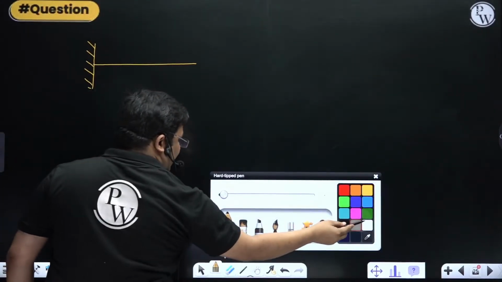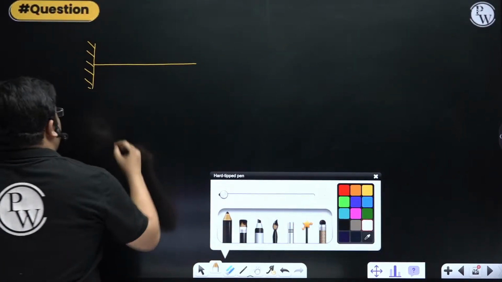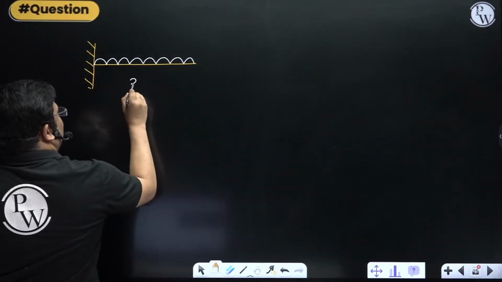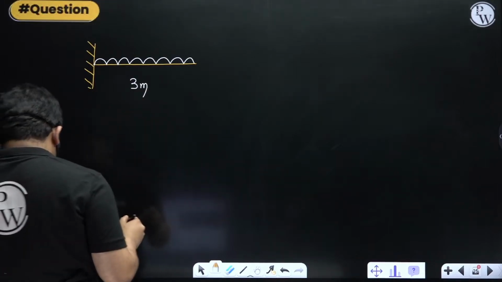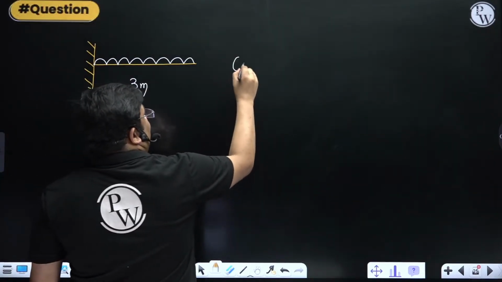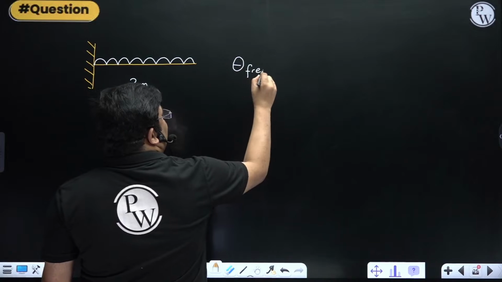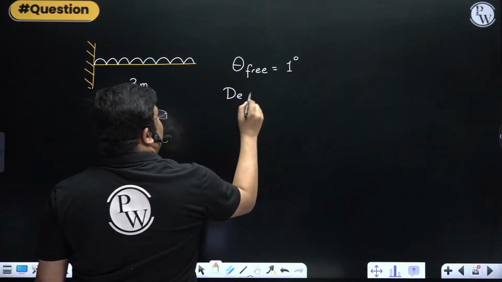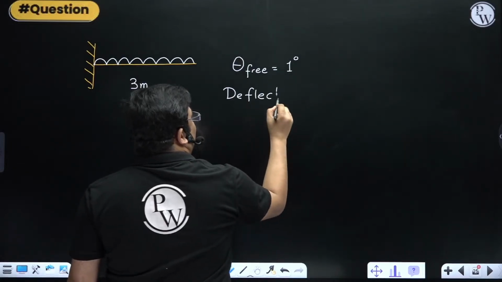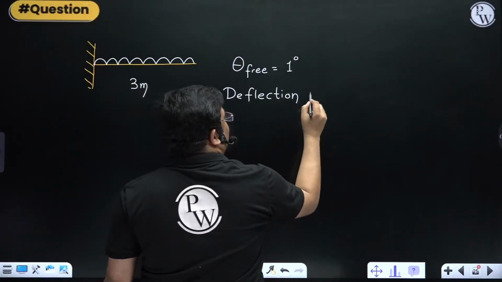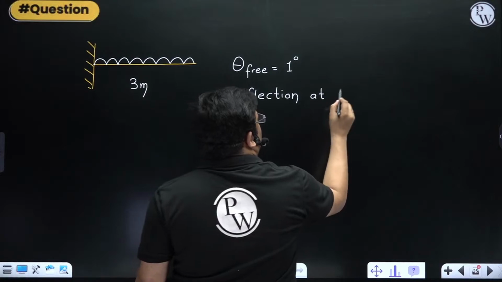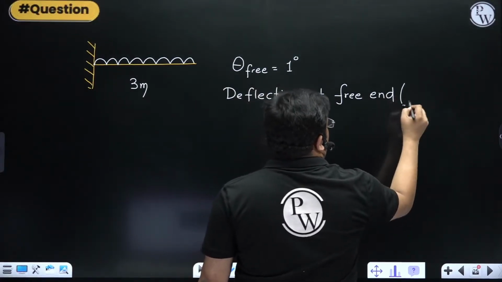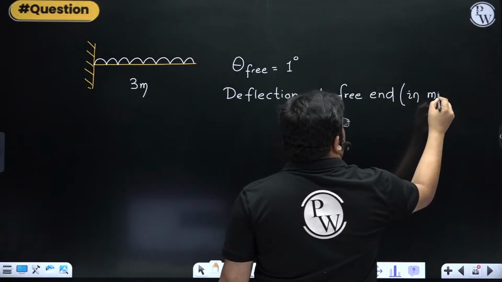Suppose we have a cantilever beam here, and we have a UDL given, whose value is not given. The length is 3 meter, and it is written that the slope at the free end is 1 degree. It is asked to find out the deflection at free end in mm. This similar question we solved for simply supported also, right?